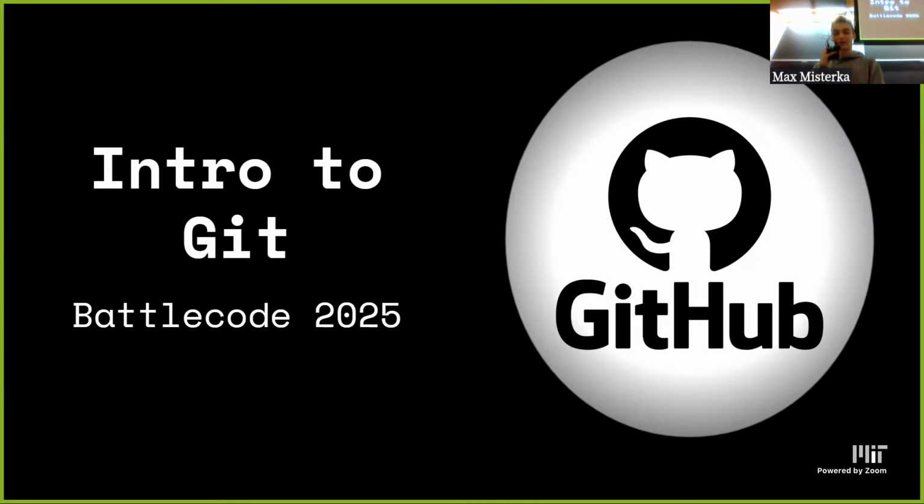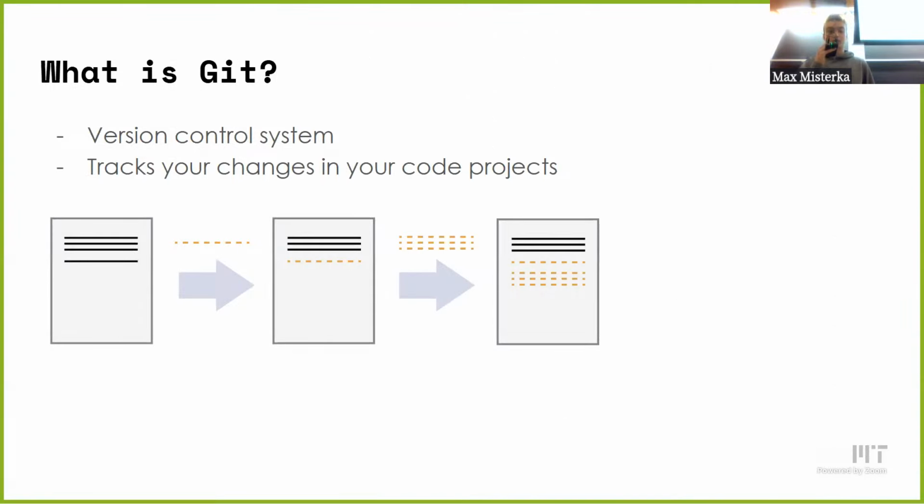We're going to talk about Git now. So what is Git? Well, it's a version control system. So if you make changes to your Battlecode bot and you want to save both the original version and the new version, then Git can help with that.